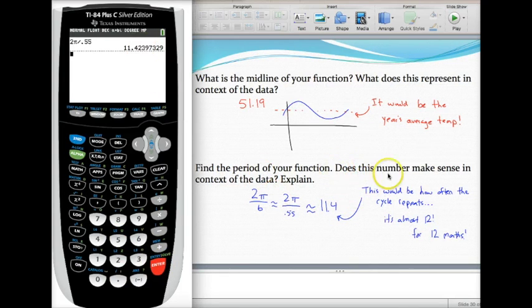And again, I said, does this make sense in context of the data? Well, remember, period means how often does your data repeat, and since we're looking at temperatures over the course of the year, the period should be 12, because it's 12 months until I get back to the beginning of the year, and my temperatures start cycling all over again. So our period came out to be about 11.4, which I think, yeah, that makes sense. It should be 12 in theory, but we came out with a number pretty close to 12. If that number was 300, or if that number was 2, I would probably question my data, because I know the weather doesn't repeat every 2 months. It takes about a full year for that weather cycle to repeat.